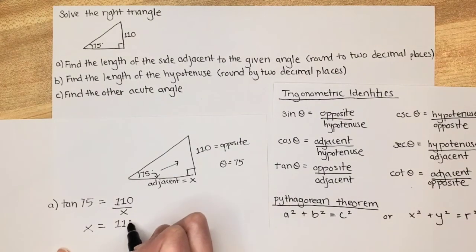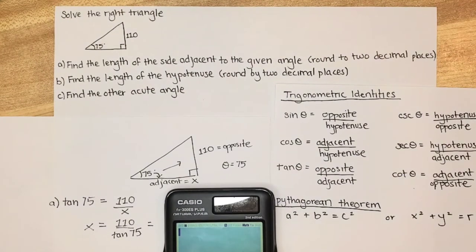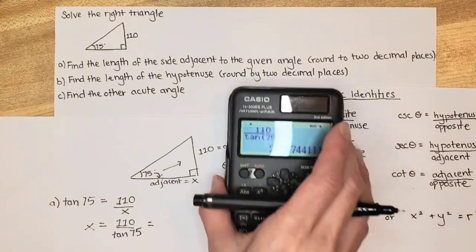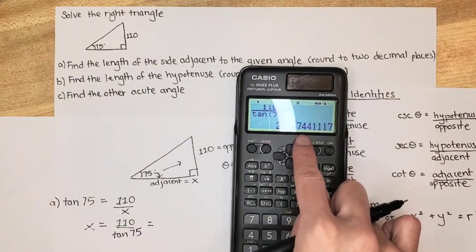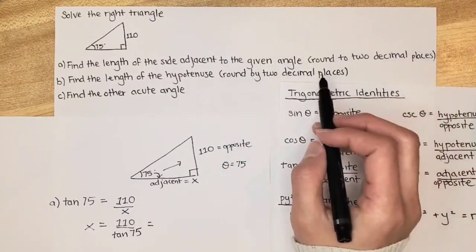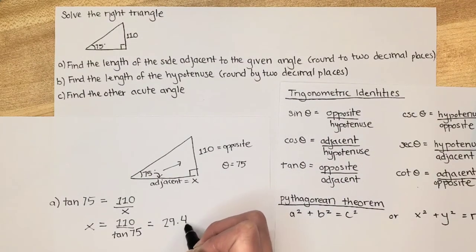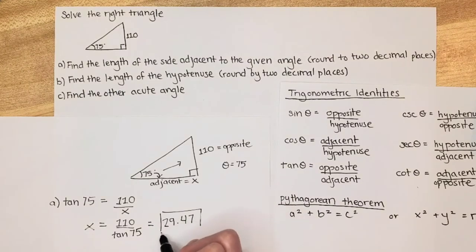When we solve for that variable x, what we're looking at is 110 over tangent of 75, which we plug into our calculator. Let's put in 110 over the tangent of 75 and see what value we're given. It looks like we're given 29.47441117. Of course, they asked us to round that value to 2 decimal places, so our solution is 29.47. That's our answer for A.